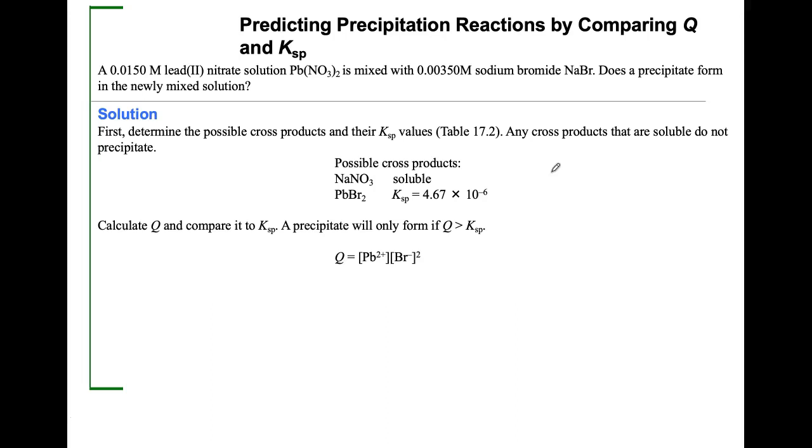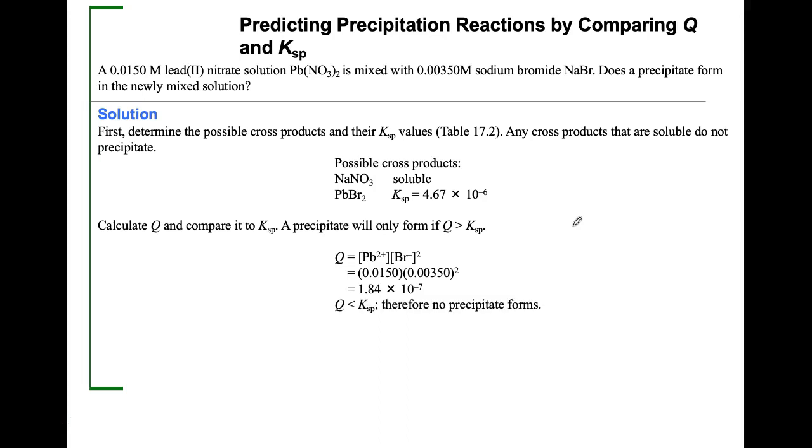So here is the expression. All we're doing is putting in Q instead of KSP, and then we plug in the molarities for these ions. So remember, the lead ion was 0.0150. It's right here. That's the lead ion concentration. And the bromide was from the other solution. So all we have to do then is square the bromide and then multiply it by the lead. And when we do that, we get 1.84 times 10 to the negative 7.